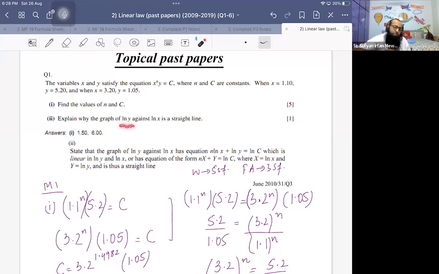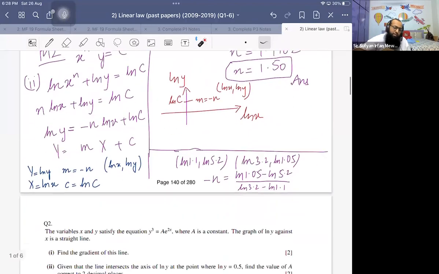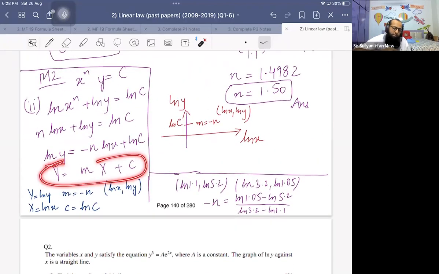And then we need to explain why ln y against ln x is a straight line by converting it into the form y equals mx plus c, and by writing that y is ln y, x is ln x, and the gradient is negative n, and the intercept is ln c. We have actually explained, but it is always recommended to write a line that after converting the equation into the form y equals mx plus c, we can see that the graph of ln y against ln x is a straight line with gradient negative n and intercept ln c.